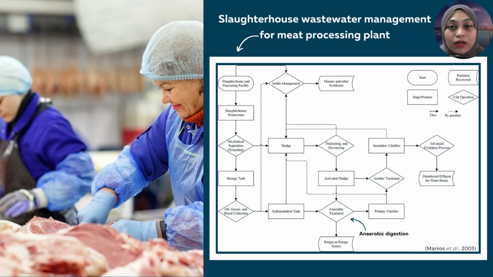So this is the layout of the slaughterhouse wastewater management for a meat processing plant. After the screening process, the organic compounds such as oil, grease, and blood will flow into the sedimentation tank and will be treated with anaerobic treatment. The method used here is anaerobic digestion. After this treatment, further processing is required to ensure the purity of the wastewater.